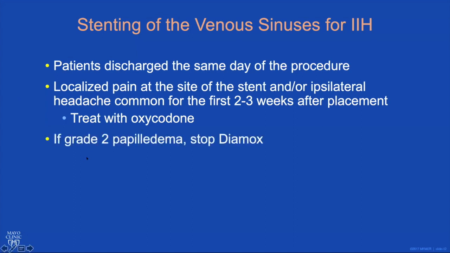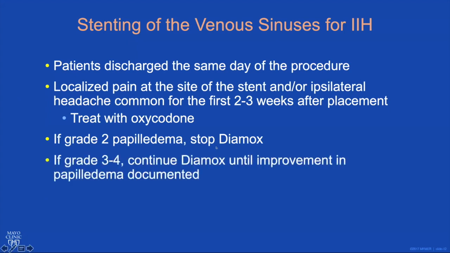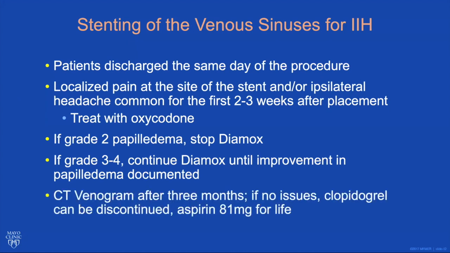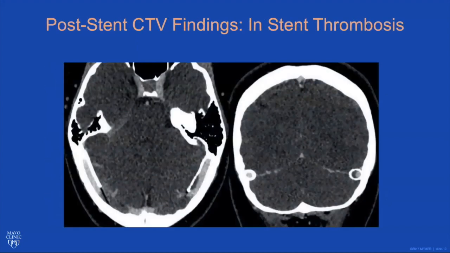If patients have grade 2 papilledema or better, we do stop the Diamox. But if they have grade 3 or 4, we continue the Diamox until the improvement in papilledema has been documented, typically around 3 months. And then we do a CT venogram at 3 months. And if there's no issues, we DC the clopidogrel, and they are on aspirin 81 milligrams for life.